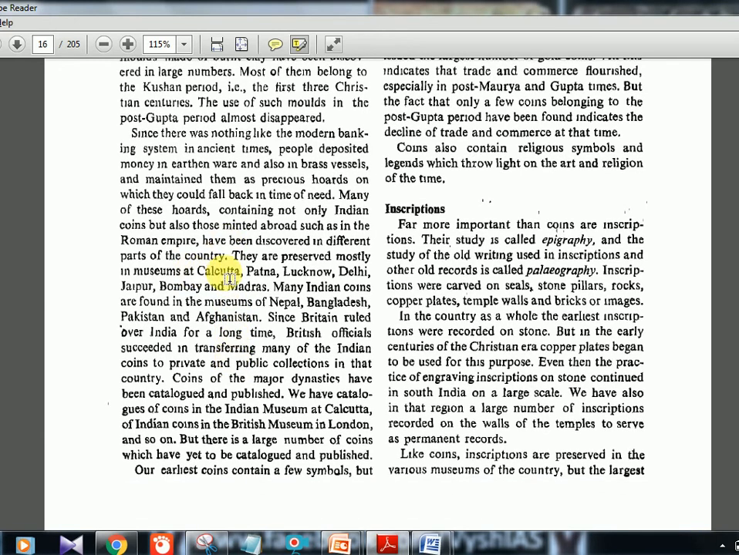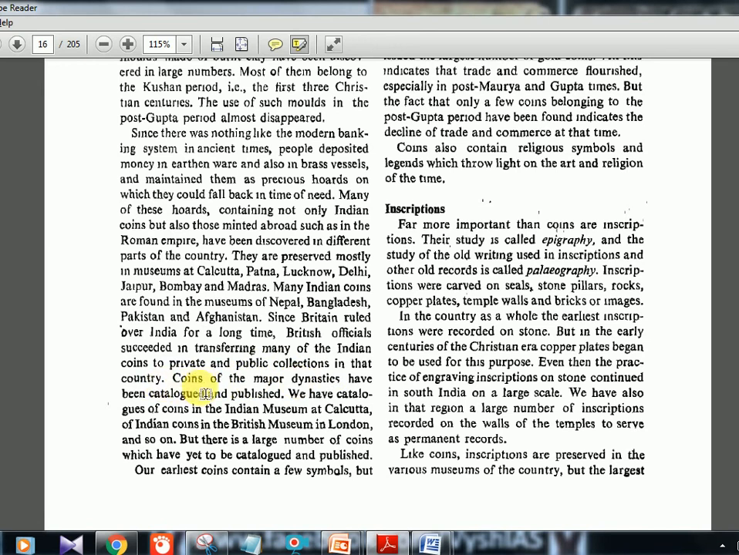Okay, in museums in every city there is. Many Indian coins are found in the museums of even Nepal, Bangladesh, Pakistan, Afghanistan. So even the SAARC countries or South Asian countries also preserve it. Since Britain ruled over India for a long time, British officials succeeded in transferring many of the Indian coins to private and public collections in that country. So it was also taken back by them, the Britishers.